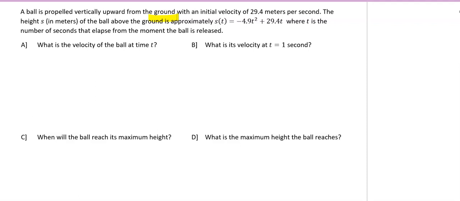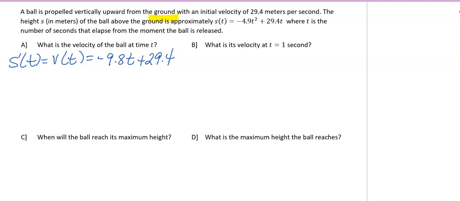All right, this is a typical application problem. So you might need a calculator, especially if the numbers are decimals. So part A wants to know what is the velocity of the ball at time t. That's just our generic velocity, so we're going to take the derivative. Old school, so that's negative 9.8 t plus 29.4.